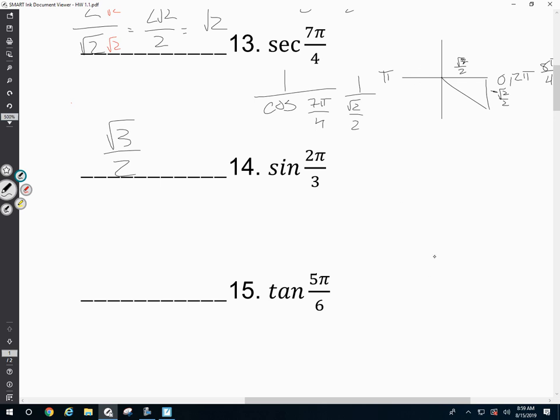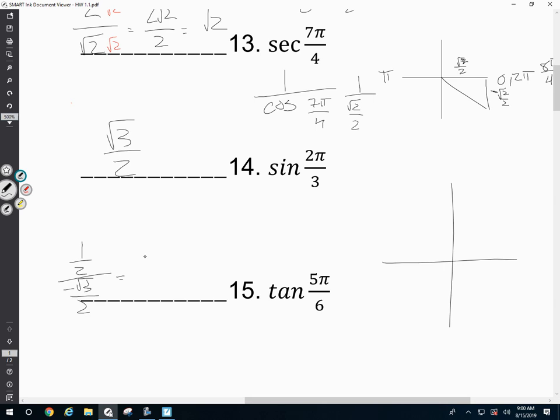Tangent of 5 pi over 6. Okay, 5 pi over 6 is going to be right here, because this is 6 pi over 6. Subtract the pi over 6, I get 5 pi over 6. Tangent is opposite over adjacent, vertical over horizontal. The vertical is the smaller side length. The horizontal would be the longer side length. I am going up and to the left to get here. So I have 1/2 divided by negative root 3 over 2.